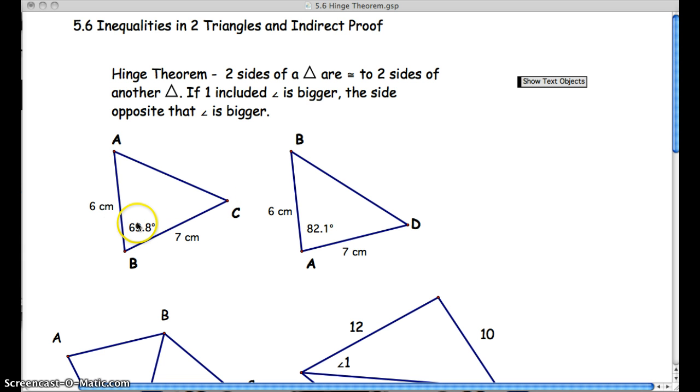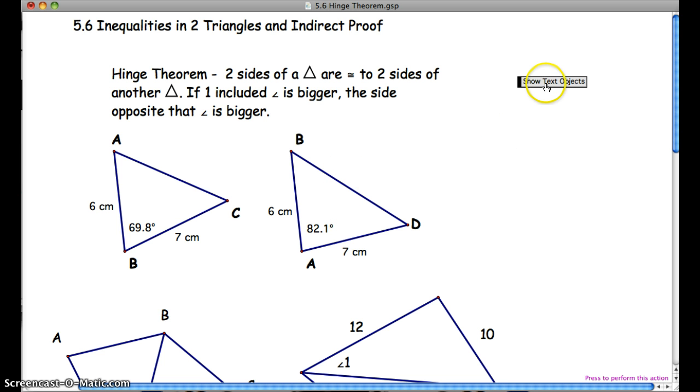Here is the included angle. That's the angle in between the two sides. Here's the included angle here. That's the angle in between the two sides. Notice that this angle is bigger than this one. That means that side BD is going to be bigger than side AC, right? Because the other angles are going to be the same. It's still got to be equal to 180. So since this angle's smaller, this side's going to be smaller. Angle's bigger, this side's going to be bigger. That's what makes them not congruent triangles.